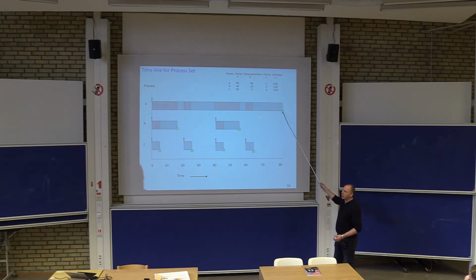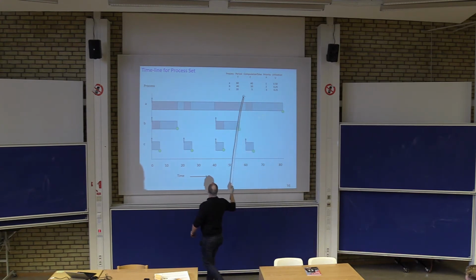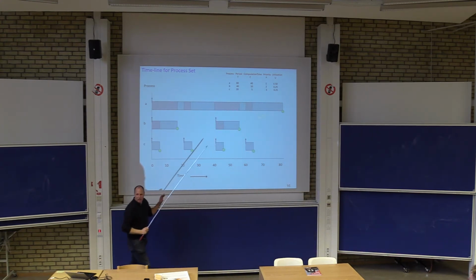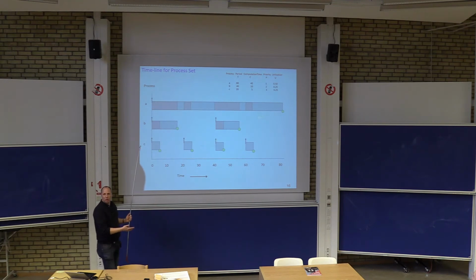So we were lucky here with how the periods were chosen and the computation time. So even though the total utilization was larger than 78%, we could meet all the deadlines. So that's why we said the criteria was sufficient, but not necessary. If the total utilization is larger than 78%, we don't know. We need to do a detailed scheduling analysis to know if we will meet the deadlines or not.